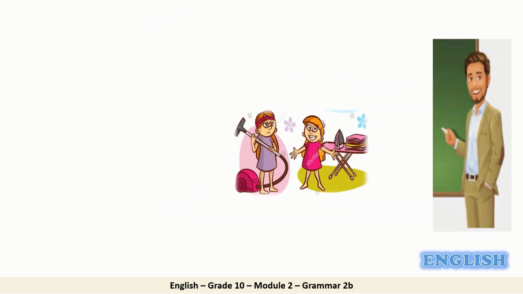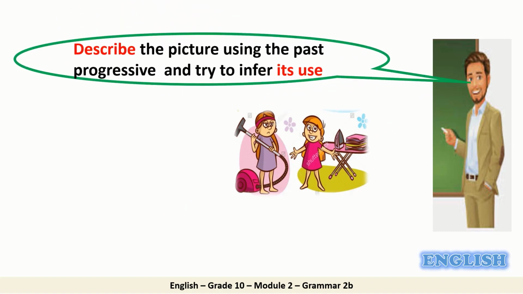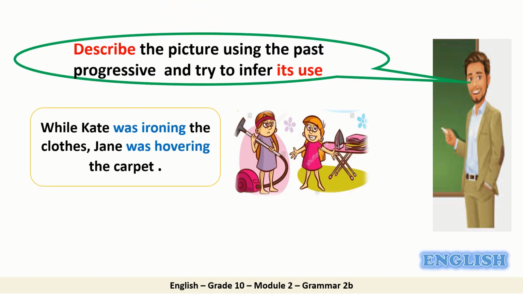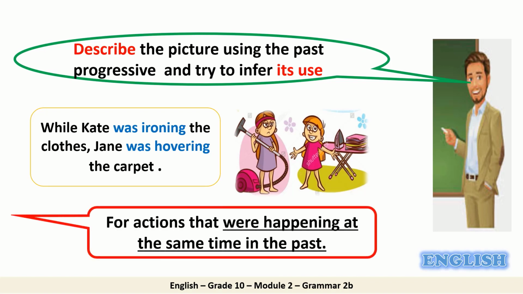Alright, so let's move to the last picture. Who would like to describe the last picture? Yes? While Kate was ironing the clothes, Jane was hovering the carpet. Good. So why do we use here the past progressive? Yes? For actions that were happening at the same time in the past.